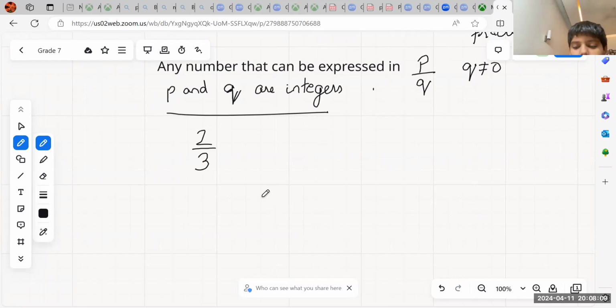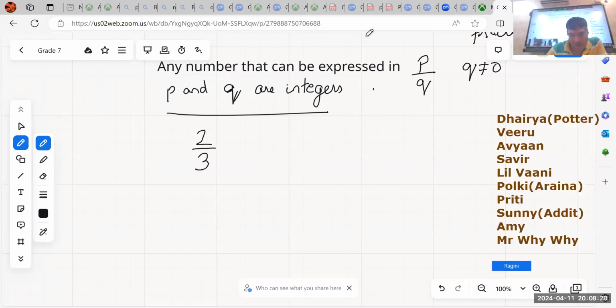मैं समझा रहा हूँ बेटे, मैंने अभी चालू किया है. देखो कोई भी नंबर जिसको आप फ्रैक्शन फॉर्म में लिख दो, जैसे फॉर एग्जांपल 2 by 3. सो 2 by 3 को मैंने लिख दिया. इट इज अ रैशनल नंबर.